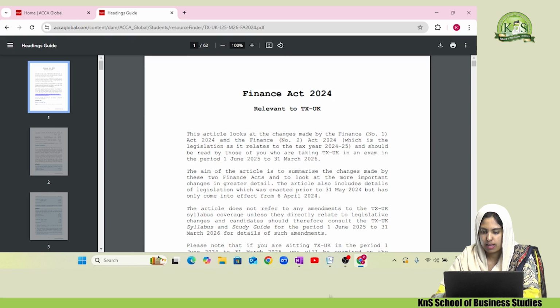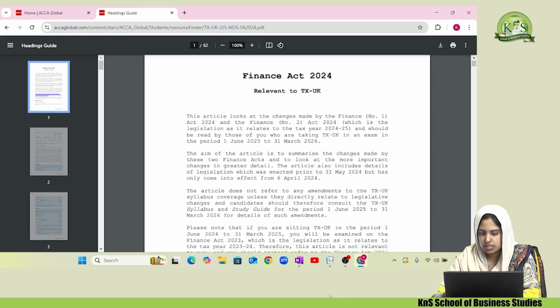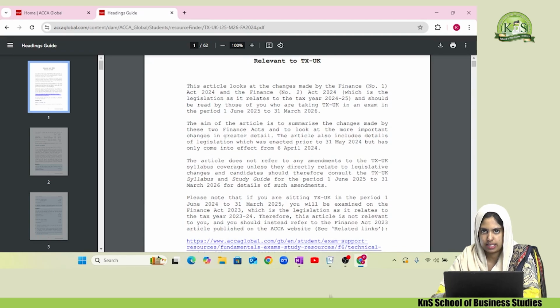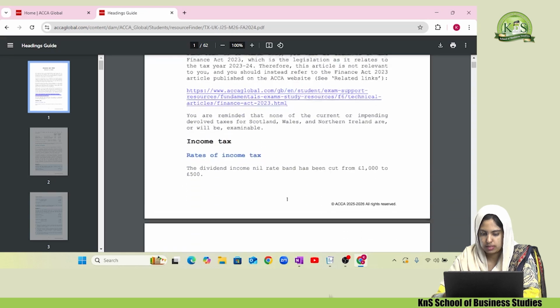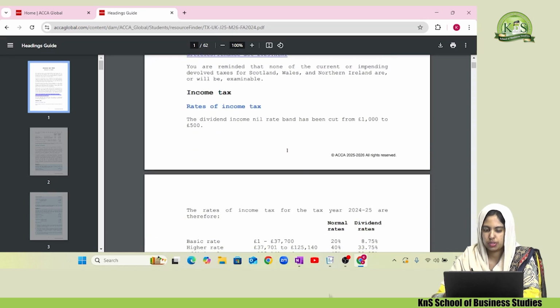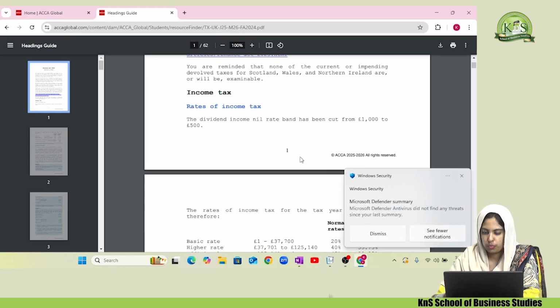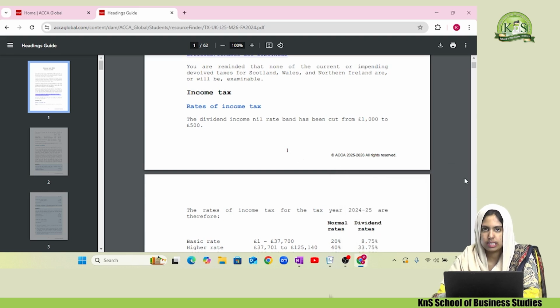Now ACCA has given a very detailed article for all the students to understand how your taxation exam is made and which areas are going to be tested. If I have a look at the TX UK variant, let me get towards the areas of taxation. One of the very important areas is income tax.